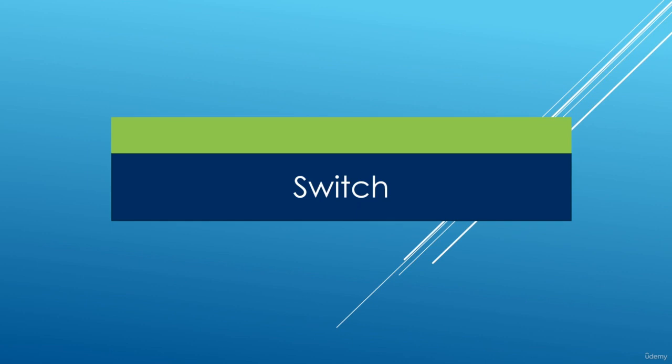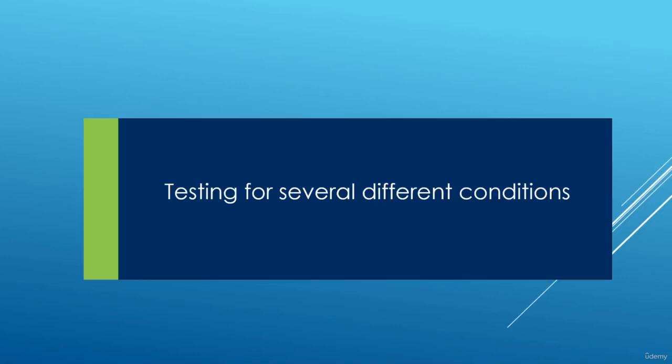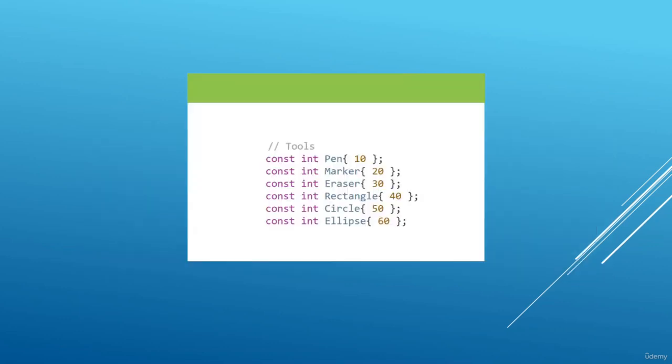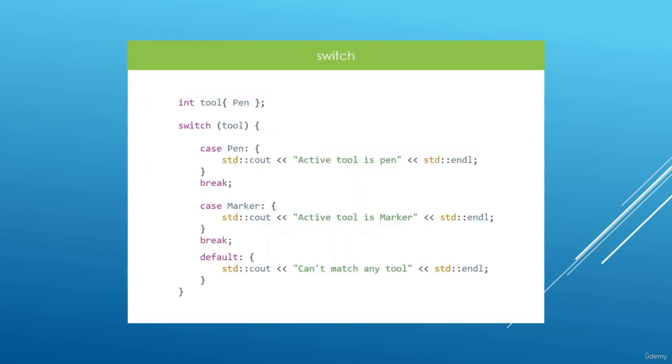In this lecture, we're going to learn about the switch statement. This is an alternative way to do what we did with these else-if clauses in the last lecture. Basically, testing for several different conditions, but in a much more compact way than what we did in the last lecture. We are going to be using the exact same example we did in the last lecture, and we're going to look at the switch statement and how it works in C++.